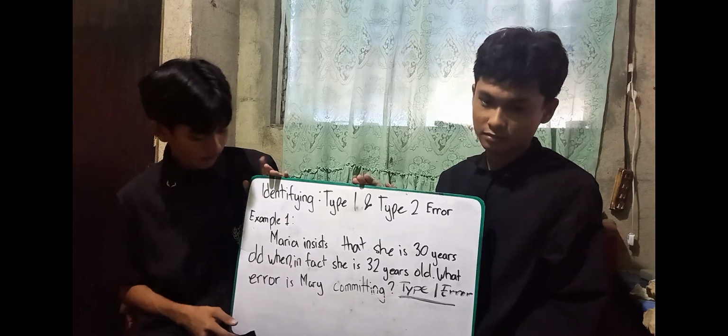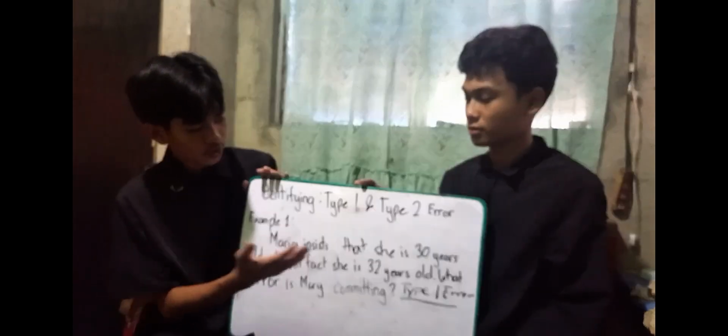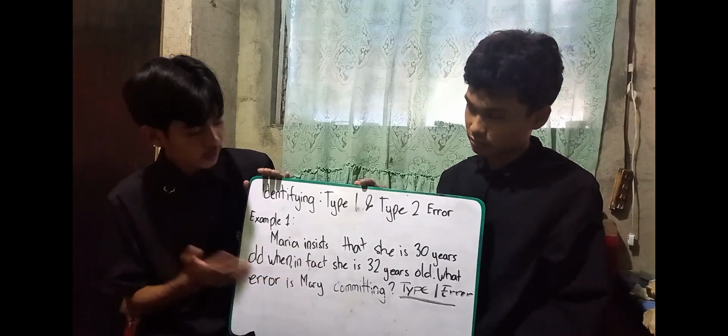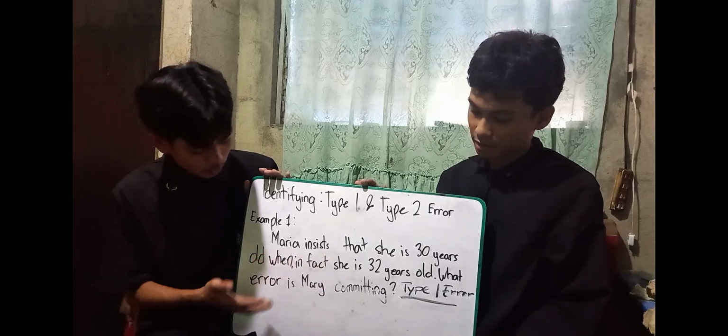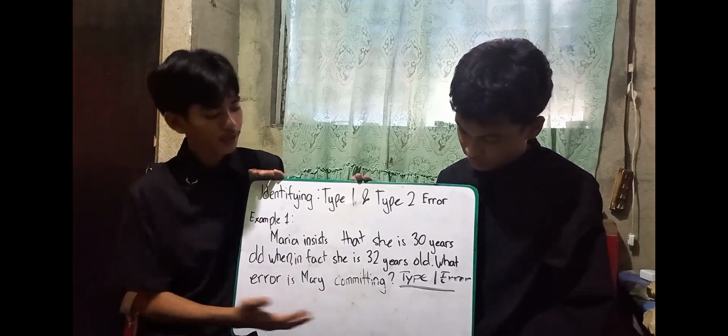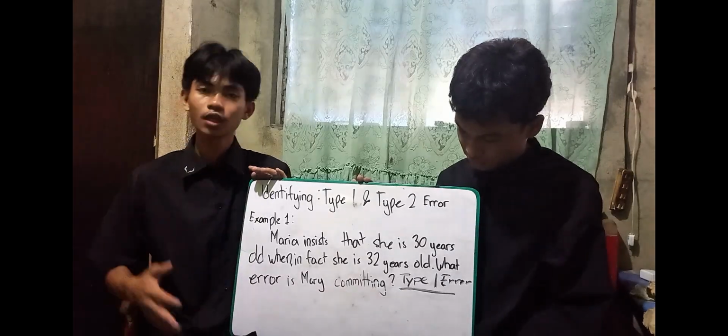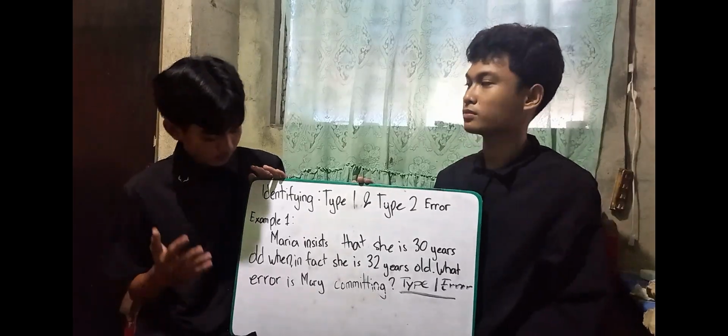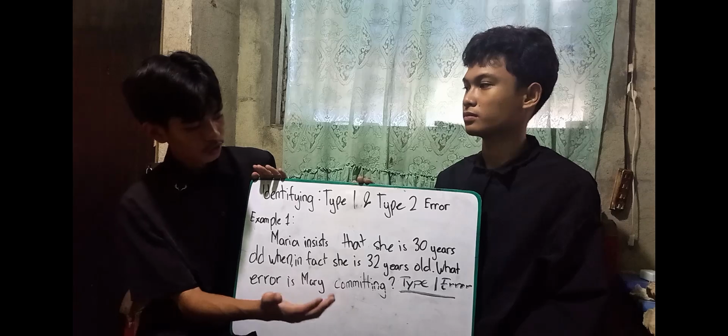For example 1, Maria insists that she is 30 years old when in fact she is 32 years old. What error is Maria committing? For this problem, the answer is type 1 error because she rejects the truth, that she is 32 years old.